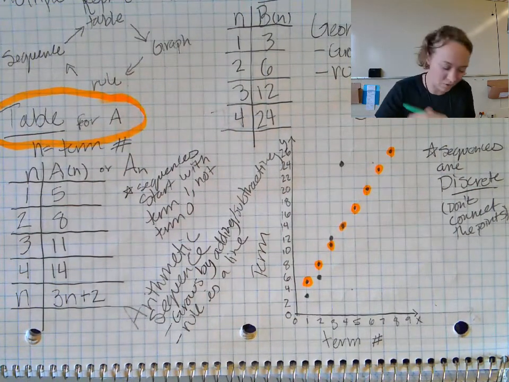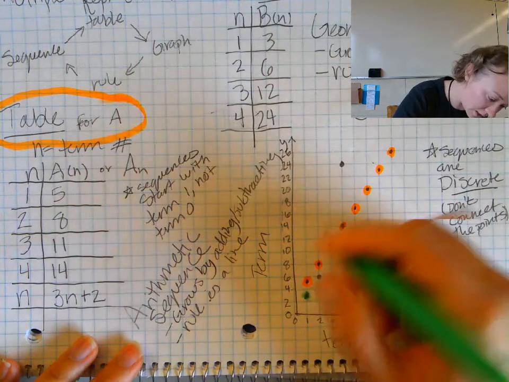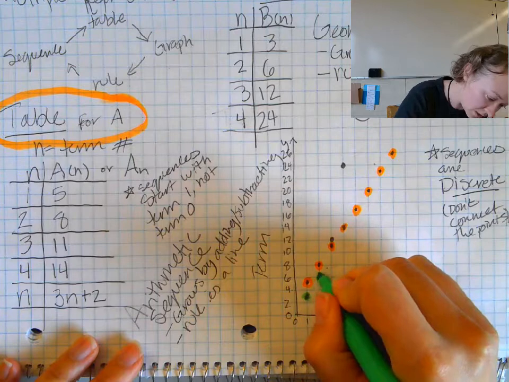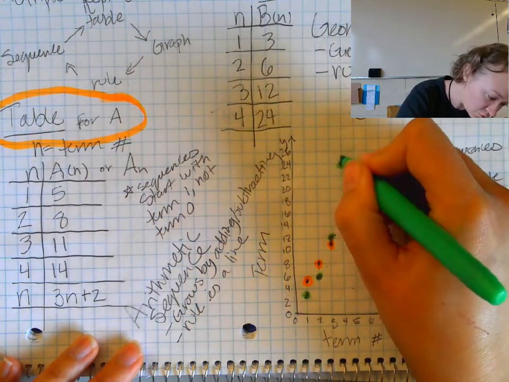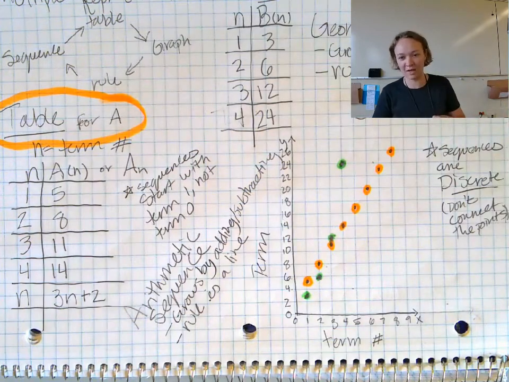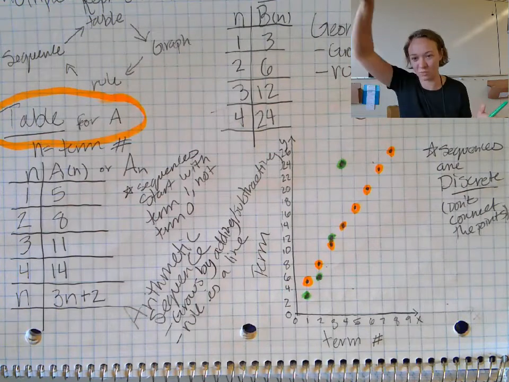So they kind of overlap a little bit, but not too bad. I'm going to make those ones green, and same thing. I'm not going to connect them. This is a sequence. They are discrete values. And that one has a curve, which makes sense because this is exponential, right? This is showing exponential growth.